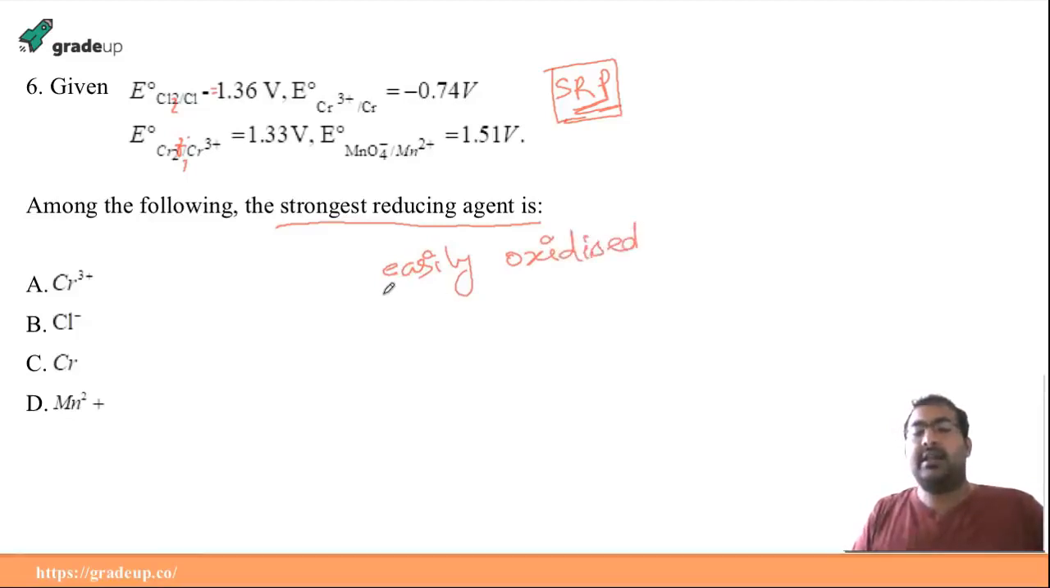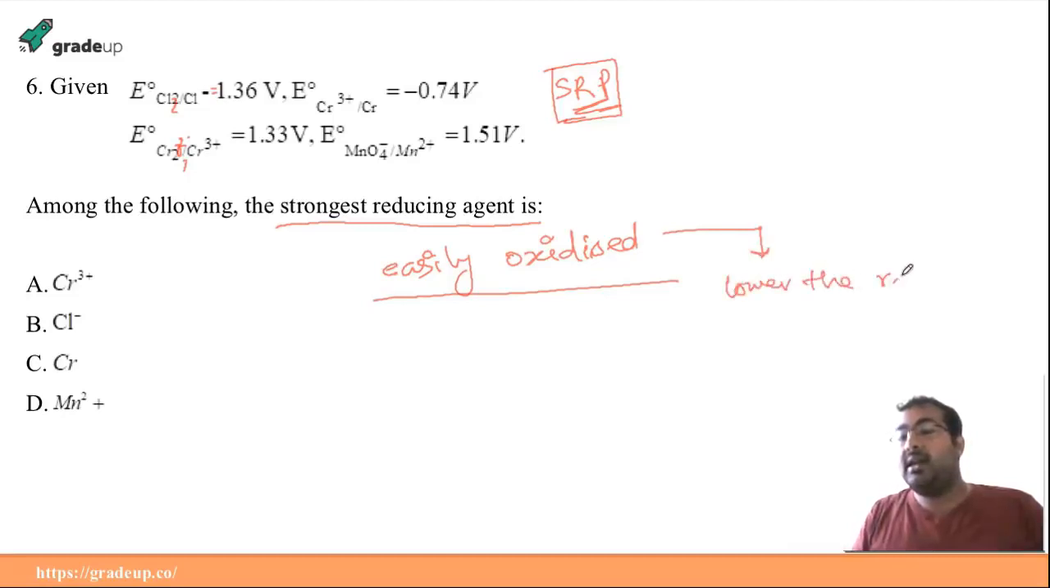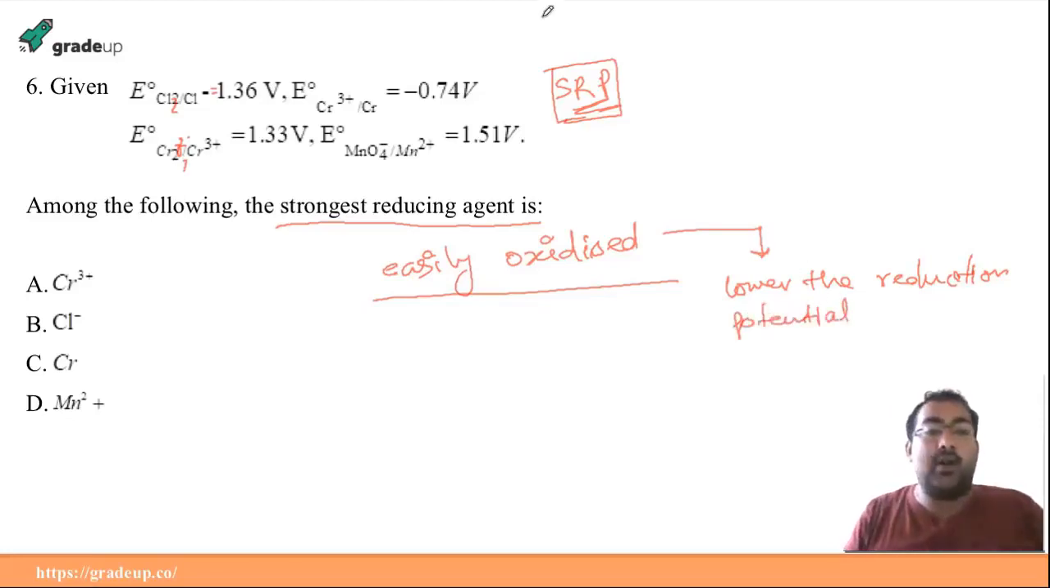If it is a strong reducing agent, it should be easily oxidized. Easily oxidizable means lower reduction potential, right? So among the following, which has the lowest reduction potential?